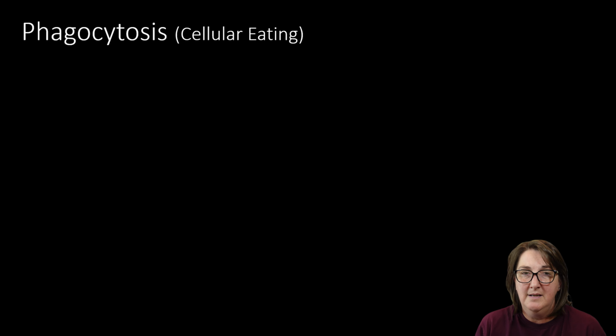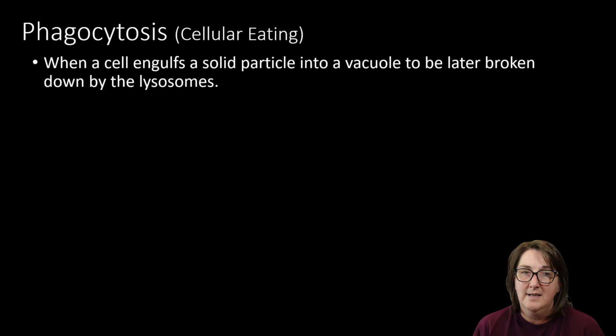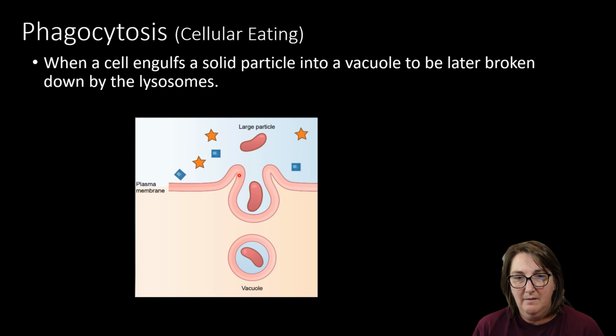So phagocytosis means cellular eating, and that's when a cell engulfs a solid particle, that's your key word right there, into a vacuole to be later broken down by lysosomes. So what happens is this will come in, the plasma membrane is going to pinch off, this is going to go into the cell. Lysosomes, remember those are the organelles that break down and recycle, are going to fuse to this vacuole. And now it's going to become one big bubble. And those lysosome enzymes are going to start to hydrolyze or break down this food source to be used later on. And wastes that are going to be created will be later on expelled out of the cell.